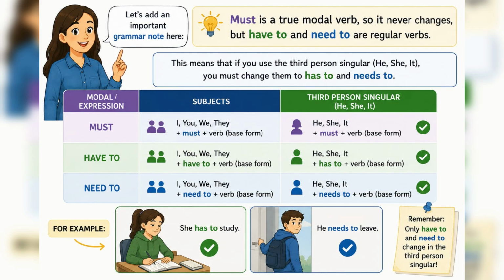Must is a true modal verb, so it never changes. But have to and need to are irregular verbs. This means that if you use the third person singular, he, she, it, you must change them to has to and needs to. For example, she has to study or he needs to live.